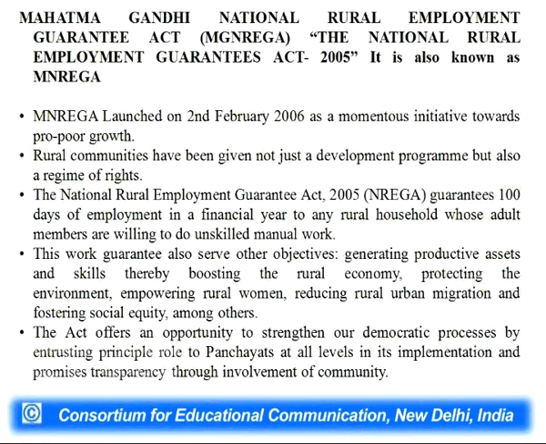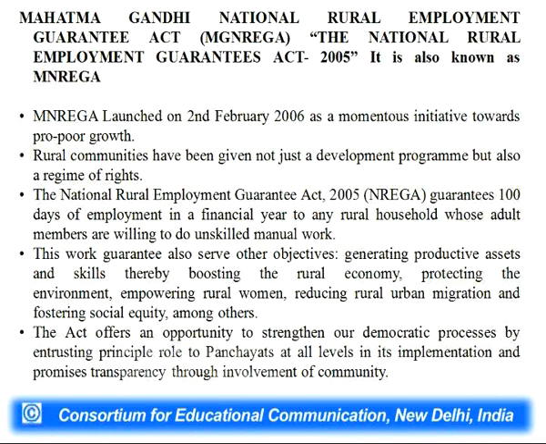But our rural development story is incomplete if we do not mention the very important ambitious program, Mahatma Gandhi National Rural Employment Guarantee Act, MNREGA. This important Guarantee Act of 2005 was launched on 2nd February 2006. Rural communities have been given not just a development program, but also a regime of rights of the people.